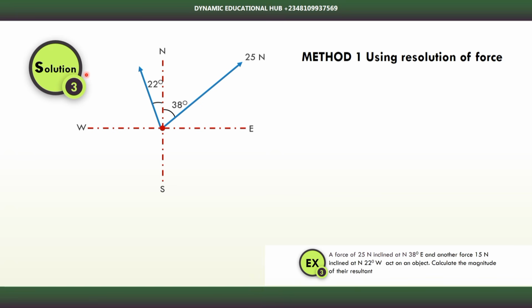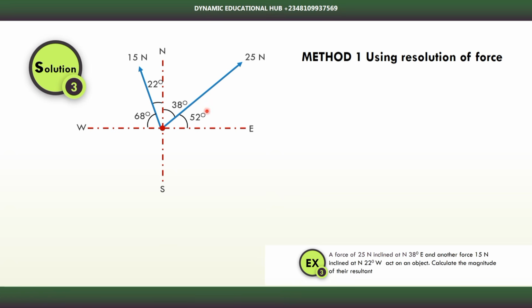Since we want to use resolution of force, it is proper for us to find this angle. Now let's find the angle of inclination with the horizontal plane. The first one, 25 Newton, is close to this one, so we choose that angle, which is 52 degree. How do I get 52 degree? That is 90 degree minus 38. Don't forget that. 52 degree. Now let's find the other one. It's close to this, which is 90 minus 22, 68 degree.